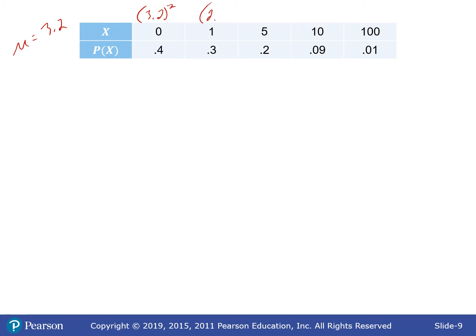This would be 2.2 squared. I know 1 minus 3.2 is actually negative 2.2, but we're squaring it, so that doesn't matter. 5 minus 3.2 is going to be 1.8 squared. 10 minus 3.2 is going to be 6.8 squared. 100 minus 3.2 is going to be 96.8 squared. So we're going to find those numbers, and then we multiply by the probabilities and add those together. As you can see, this is going to be a little bit irritating.